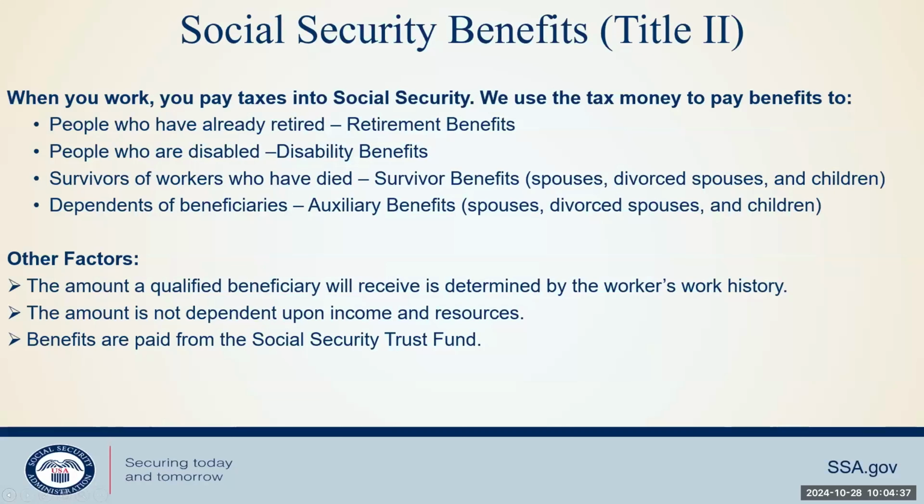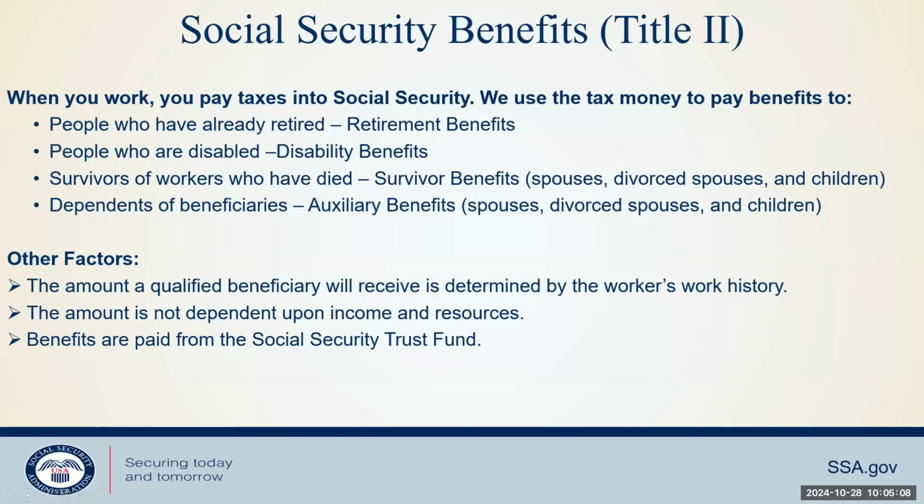Those benefits payable can go to an individual who meets the retirement benefits, people who are disabled, survivors of workers who have died and paid into Social Security. That can be spouses, divorced spouses, and children. And then other dependents, if the wage earner, the person that paid into Social Security, is living, could be in the form of auxiliary benefits paid to spouses, divorced spouses, and children as well.